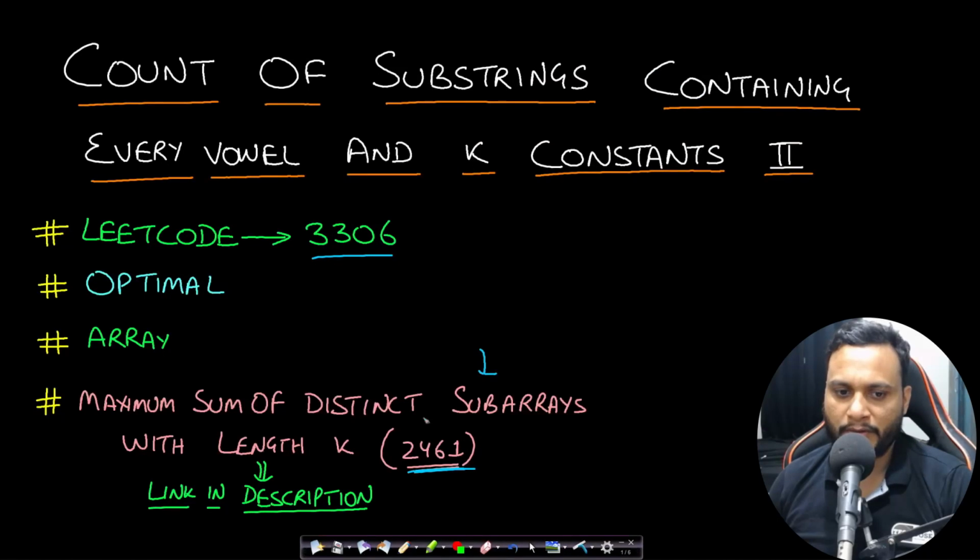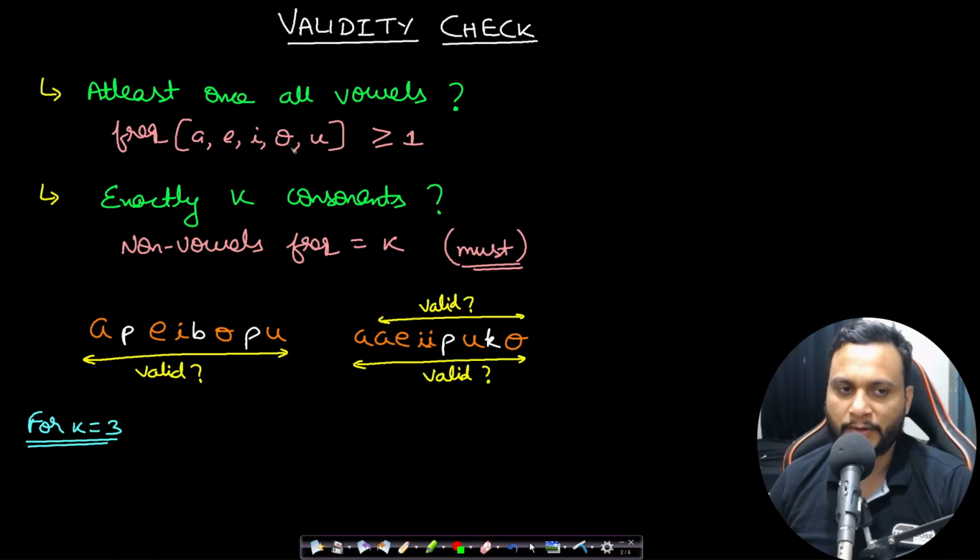Now, let's look at some observations to solve it optimally. If you look at the validity check, all the vowels should occur at least once. This means that the frequency of A, E, I, O, U should be greater than or equal to 1. Now you should have exactly k consonants, so the non-vowels frequency should be exactly k, no more and no less. Now a window means a substring; substring, subarray, or a window, all these are the same.